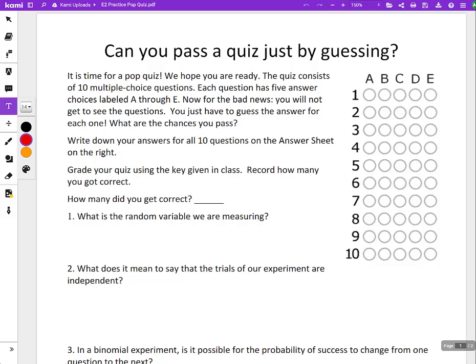Okay, so today we are talking about binomial random variables, and we're going to start with this example, which is a pop quiz. So if you were in class, we had you go ahead and take guesses. It is time for a pop quiz.